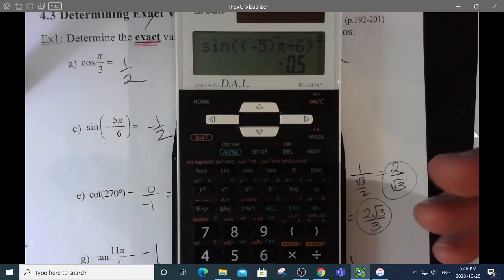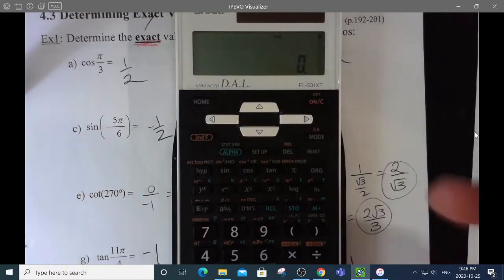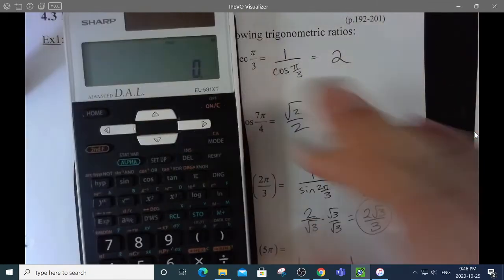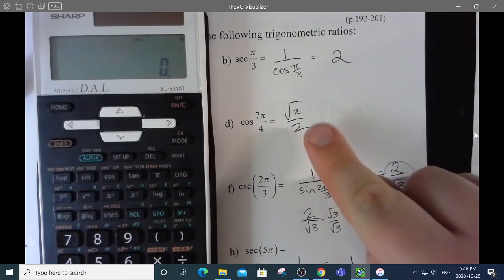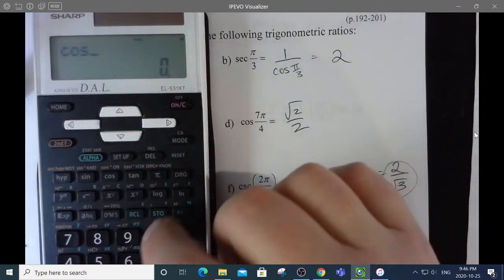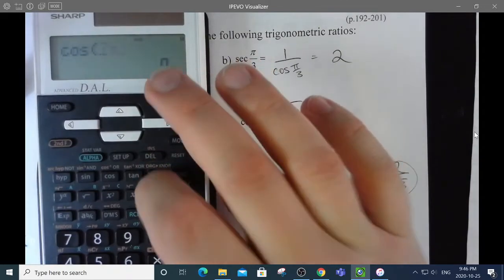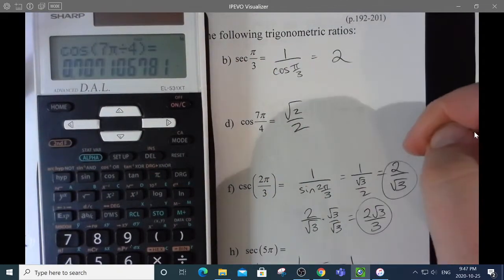Now the ones that have radicals in them, the drawback to a calculator is, of course, you have to know what those radicals are as decimals. So say I was doing this one, I actually have to know that, oh yeah, that's 0.707. So when I go cosine of, open a bracket, 7 pi divided by 4, close brackets, I have to remember, oh yeah, that is root 2 over 2.